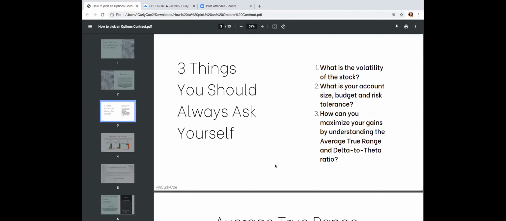So, based on your account size, you have to ask yourself questions like, would you touch Zoom or even like Tesla with a $500 account? Now we know those can be pretty expensive. Keep in mind, the higher the price of the stock, the higher the price of the option. So you wouldn't want to touch a stock like that with maybe $500.